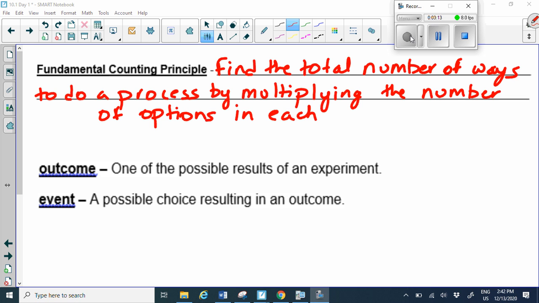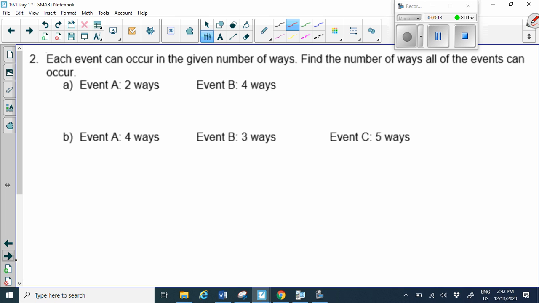Okay, so let's do some examples that include the fundamental counting principle. Okay, so these are nice and easy. All we have to do is each event can occur in the given number of ways. Find the number of ways all events can occur. So we have in part A, event A and event B. So we are just going to multiply those 2 out. So event A is 2 ways, event B is 4. So to find our total, we do 2 times 4 gives us 8. That would be your answer.